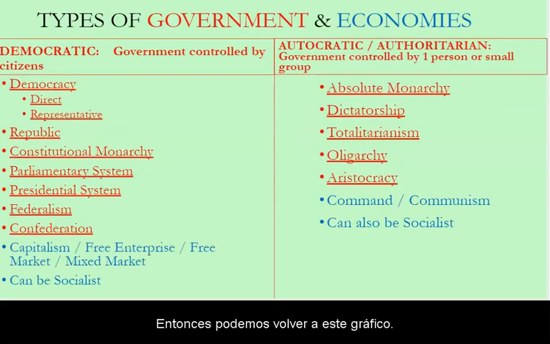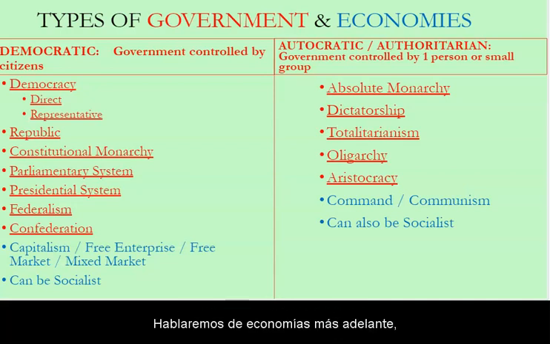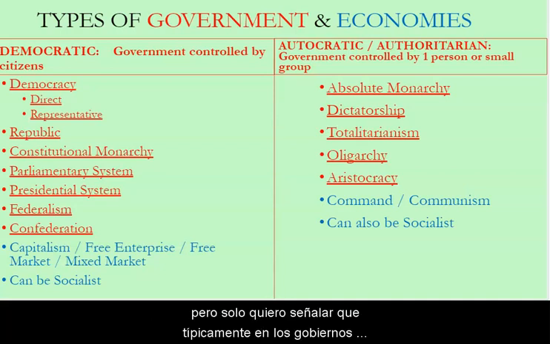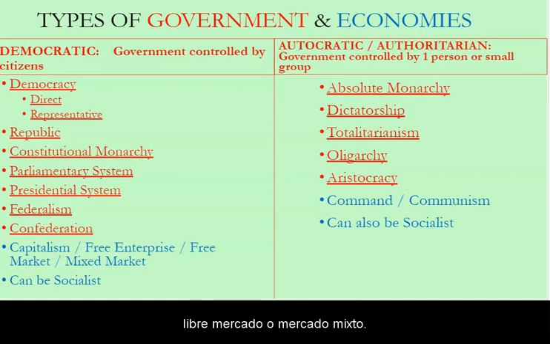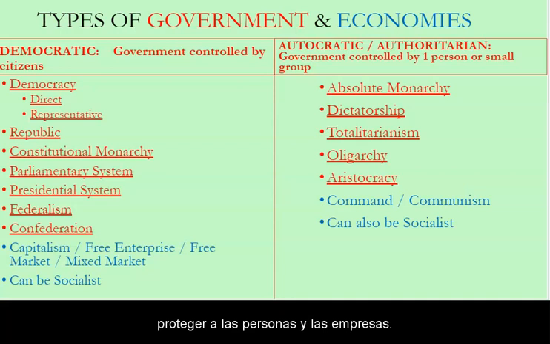So again, returning back to this chart, we've talked about all of those red types of democratic governments that are listed on the left. We will talk about economies later on, but I just want to point out that typically in democratic governments, they have capitalism, which is also called the free enterprise system, free markets, or mixed market. And they can have some elements of socialism in them, which just means that the government is a little bit involved in what the people are doing and makes laws about the economy to protect people and businesses. So we will talk about those later.